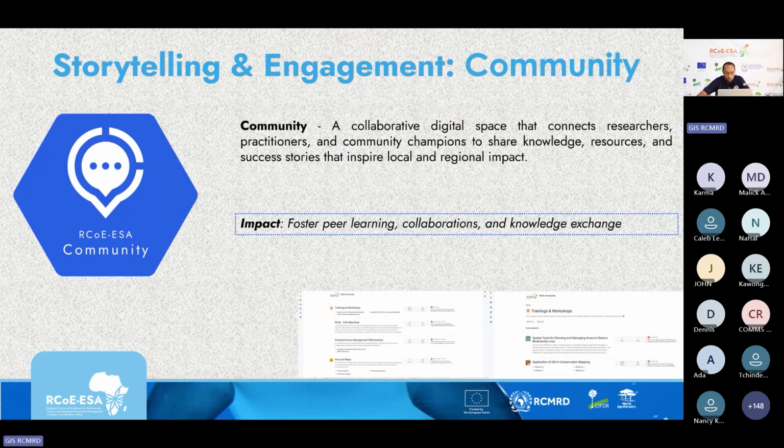We have a community, which is a collaborative platform that enables us to connect researchers, practitioners, and community champions to share knowledge, resources, and their successful stories. And thereby we foster peer learning, collaborations, and knowledge exchange.